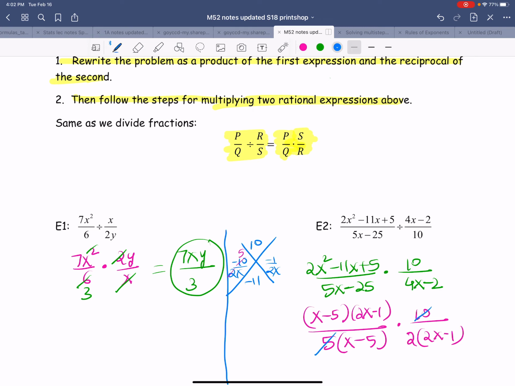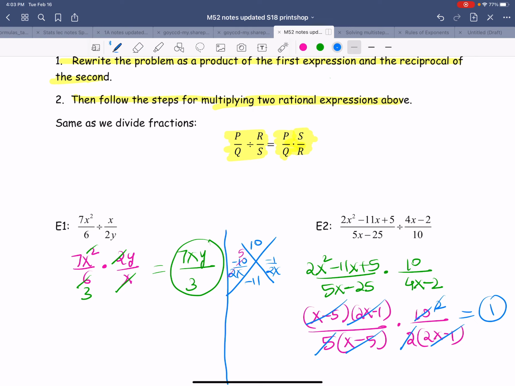Let's go ahead and cancel out the common factors that we can here: 2x minus 1 and 2x minus 1, x minus 5 and x minus 5. Looks like everything canceled, so we're dividing the same thing by itself, and that is going to equal 1. Everything in the numerator and denominator canceled.